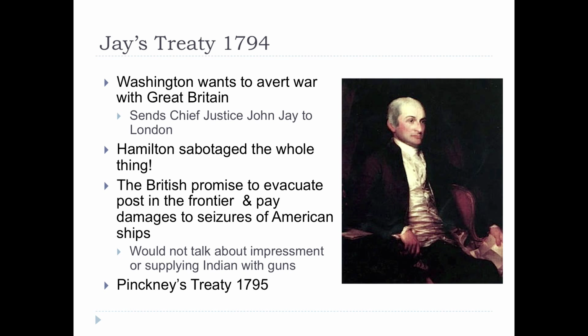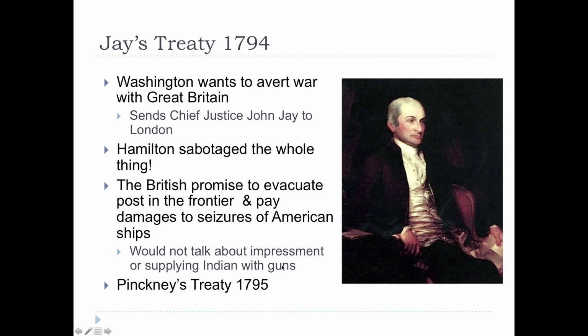Several issues. The British have forts still in America. They still have forts out here. That's how they're secretively arming the Indians. They promise they're going to evacuate all their posts in the frontier. They promise to do this. They also say they'll pay for damages of all the different ships that they seized. But they refused. They would not talk about impressment. They told Jay that he wasn't even allowed to mention the word, or about supplying Indians with guns.